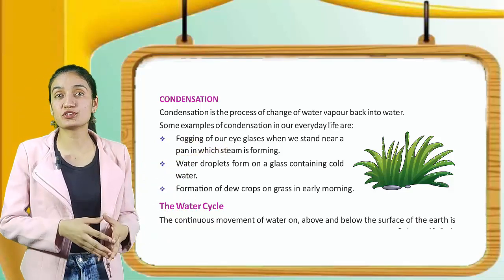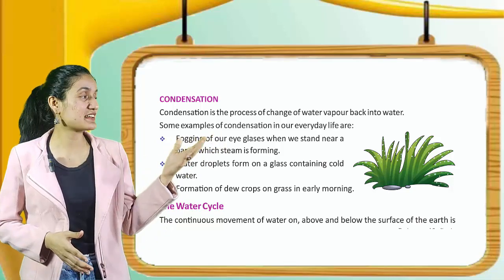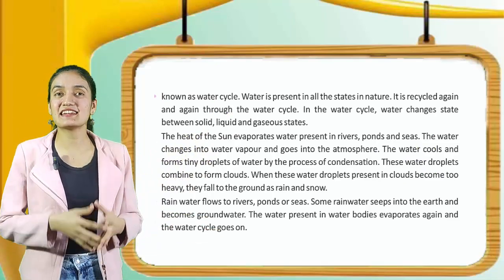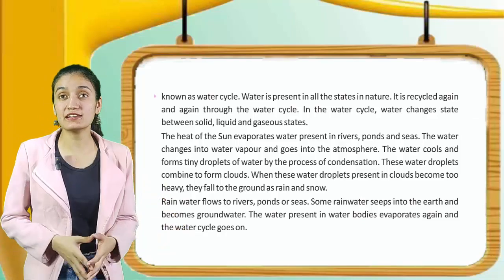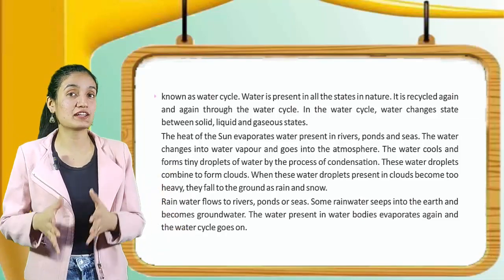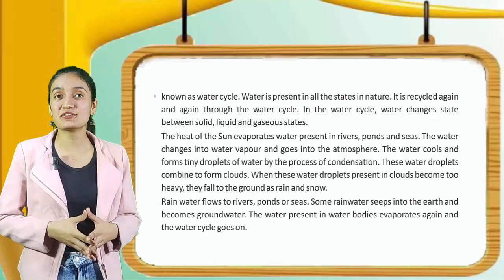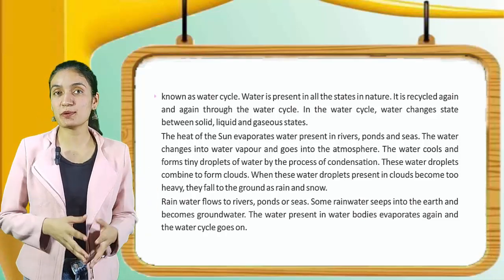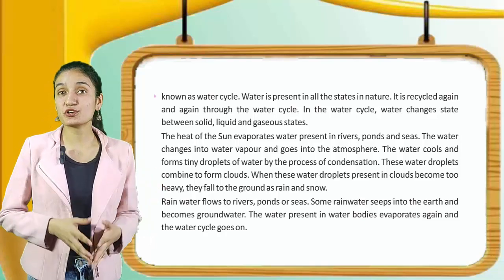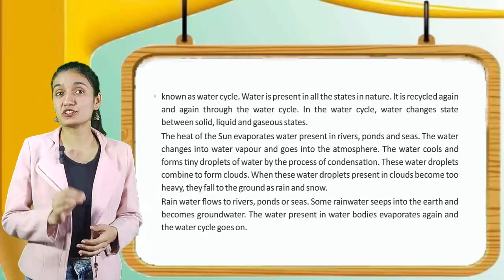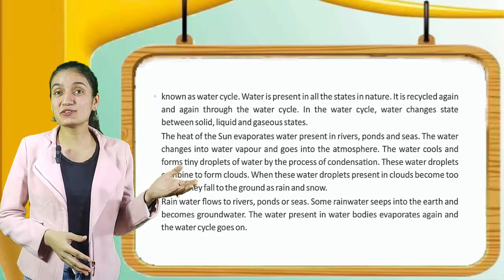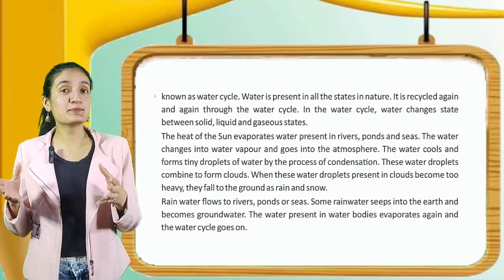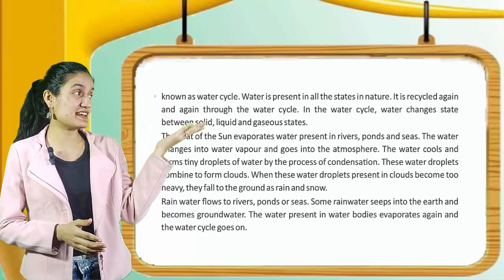The continuous movement of water on, above and below the surface of the earth is known as the water cycle. Water is present in all the states in nature. It is recycled again and again through the water cycle. In the water cycle, water changes state between solid, liquid and gaseous states. The heat of the sun evaporates water present in rivers, ponds and seas. The water changes into water vapor and goes into the atmosphere. The water cools and forms tiny droplets of water by the process of condensation. These water droplets combine to form clouds. When these water droplets present in clouds become too heavy, they fall to the ground as rain and snow.